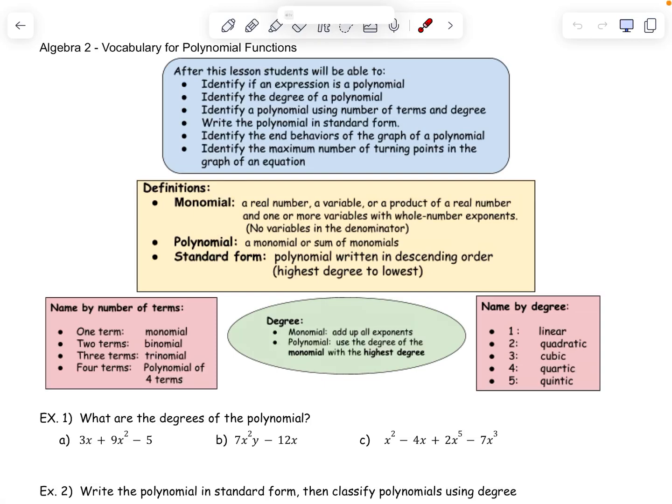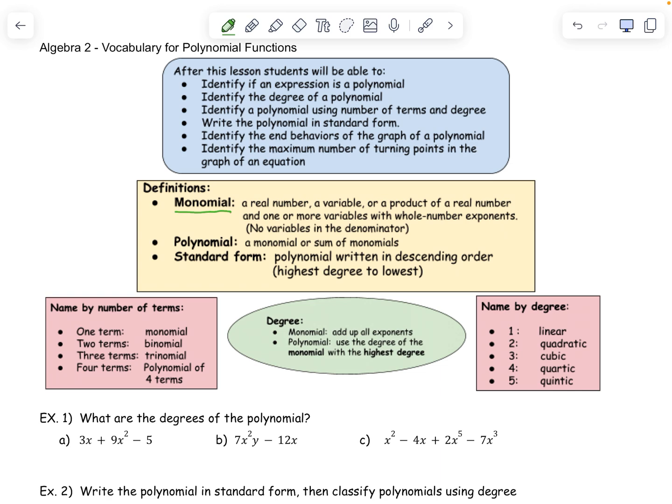This is vocabulary for polynomial functions. After this lesson, you should be able to identify if an expression is a polynomial, identify the degree, name it using number of terms and degree, write the polynomial in standard form, talk about the end behaviors, and identify the maximum number of turns for the graph. Before we even get started, we need to talk about some vocab.